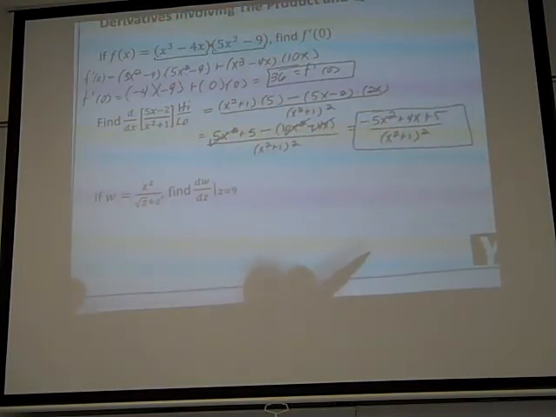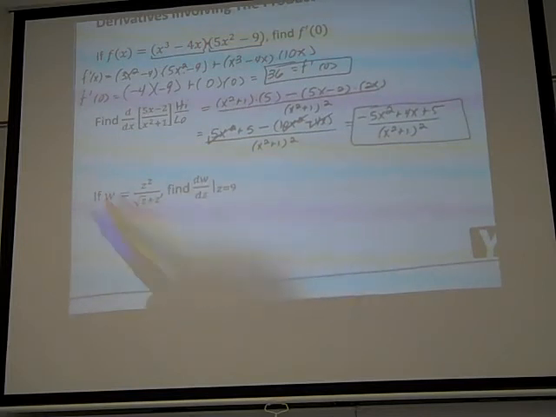The last one that we're going to look at, we have w is a function of z. We're going to use z, we're going to use x, we're going to use theta. We need to be comfortable with all of these. So if w is equal to z squared over the square root of z plus z, and I want dw/dz evaluated at z equals 9, that means I need to first find the derivative of w.